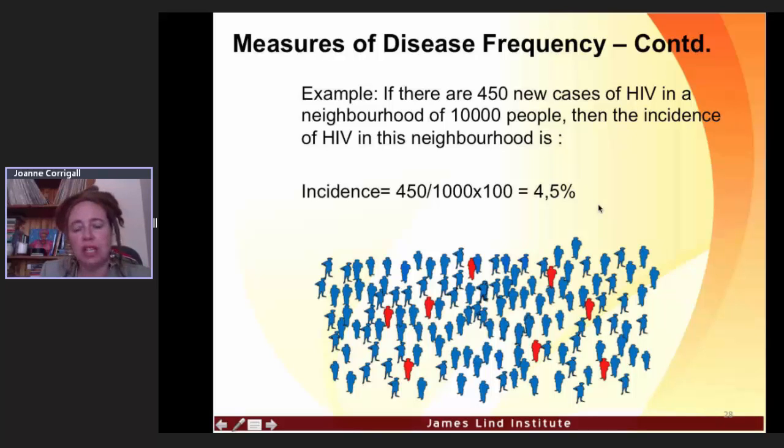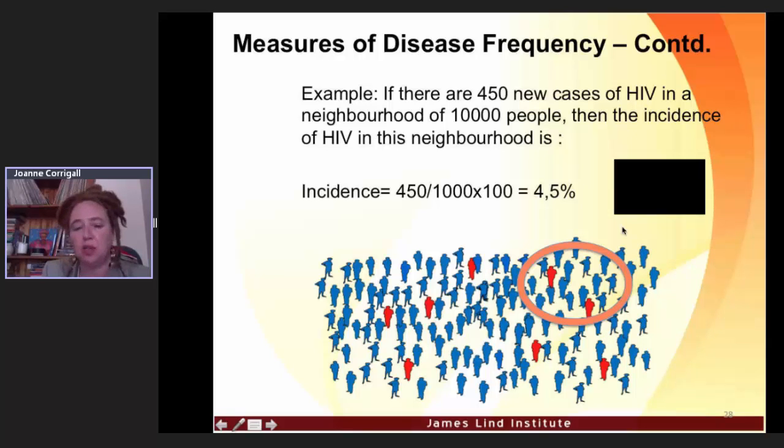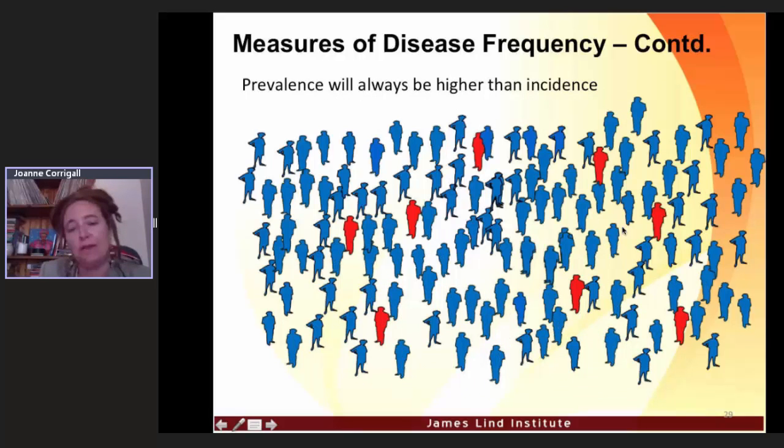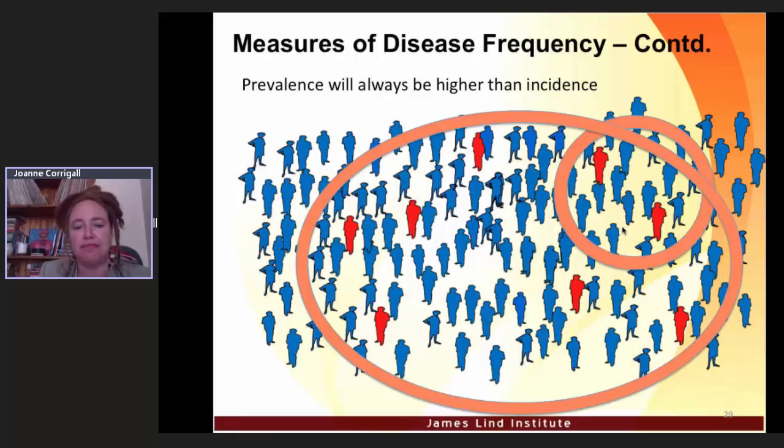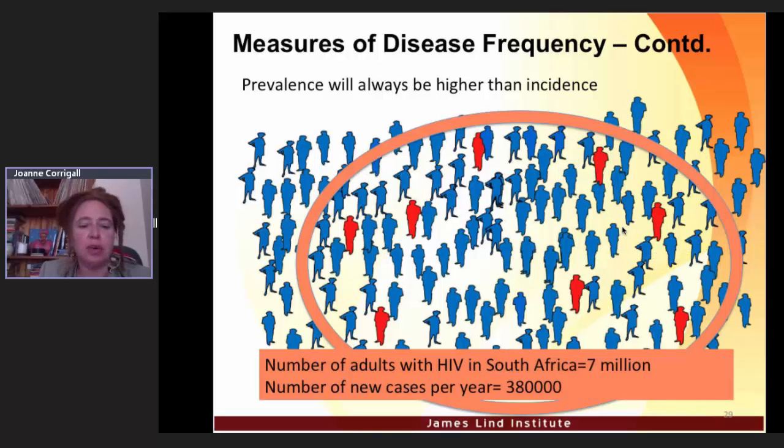And what's important to point out here is that incidence, so let's say all the red people here have HIV, these two might be the only people who developed HIV in 2015. Whereas prevalence will include those people who have just become infected, as well as those who were already infected before the year began. So prevalence is always higher than incidence. In South Africa, for example, the number of adults with HIV is 7 million, but the number of new cases per year is 380,000.